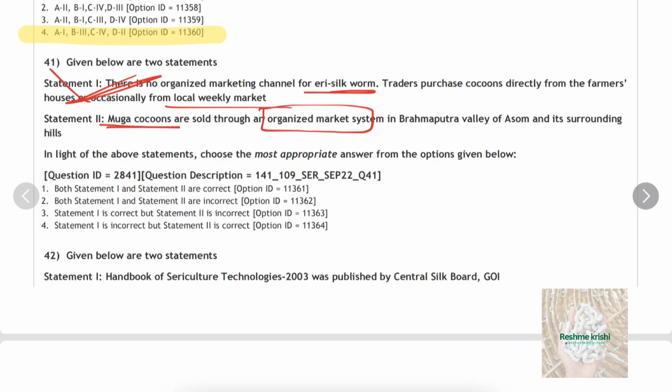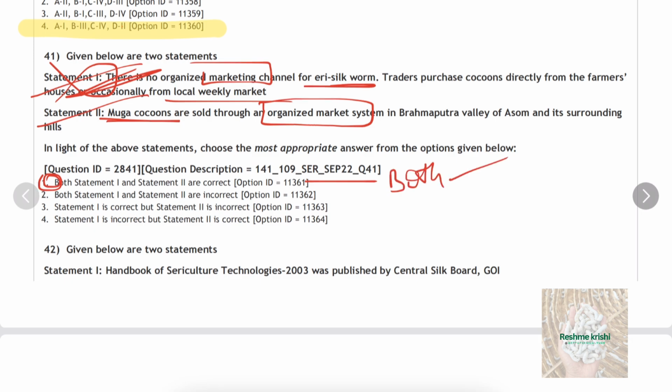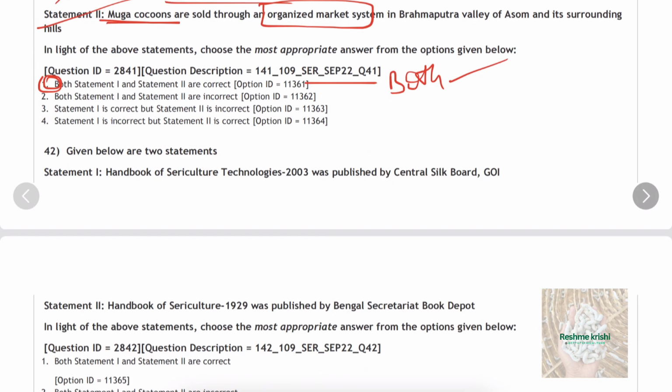So statement 1 is correct, statement 2 is... sorry, statement 1 is incorrect, statement 2 is correct. Sorry. Statement 1 is also correct, statement 2 is also correct. It doesn't have a proper marketing channel. I'm explaining correctly but marking wrong. Okay, sorry, it is B. No need to have any doubt, it is B. Both the statements are correct. So no need to have any doubt on that.